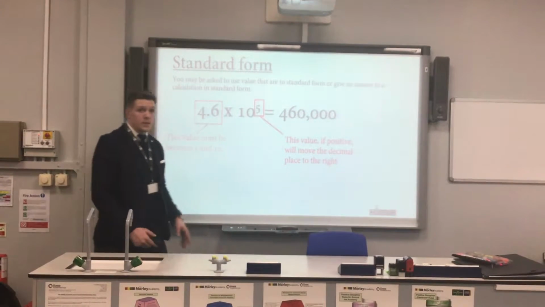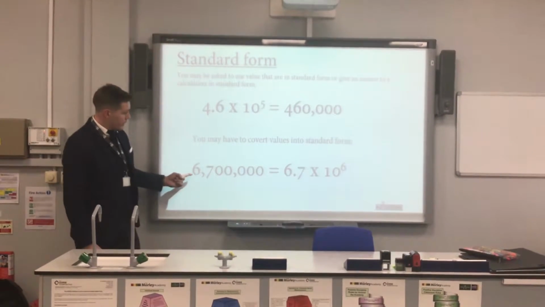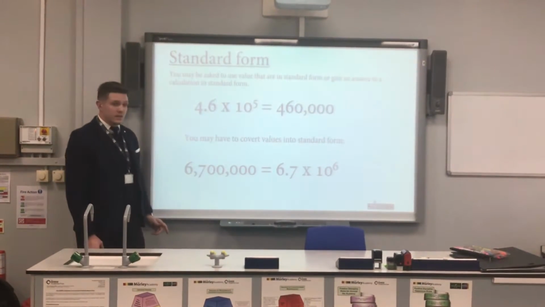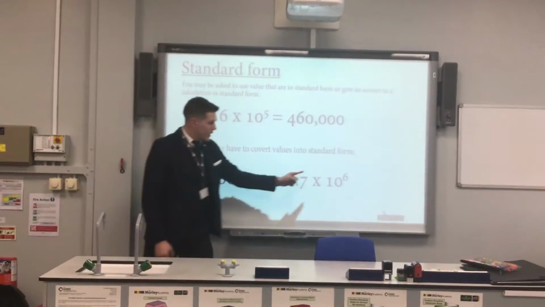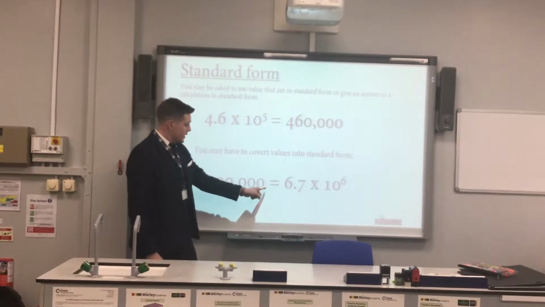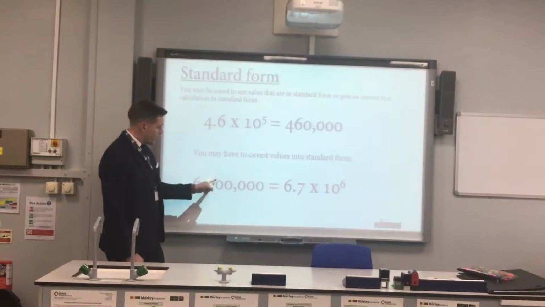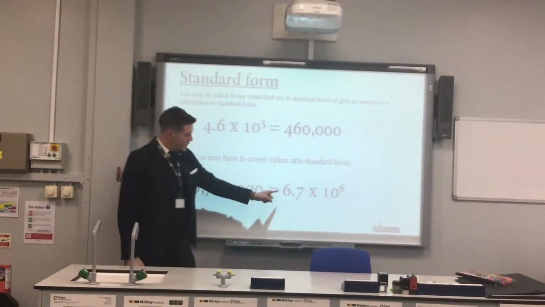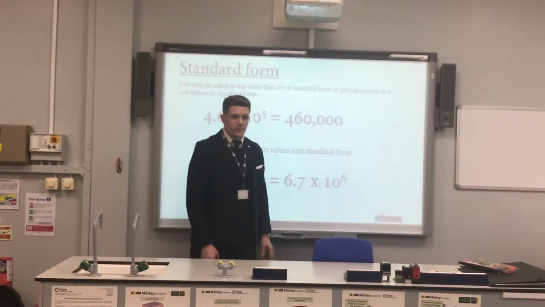You may be expected to go the other way. So if we started with a value of 6,700,000, we'd have to convert that into standard form. This time, we're moving our decimal place ourselves, so we're moving it 1, 2, 3, 4, 5, 6 times to get 6.7, and that gives us our 10 to the power of 6.